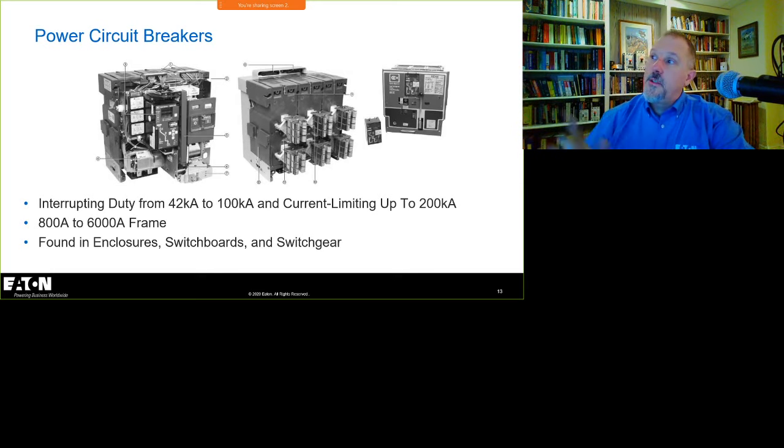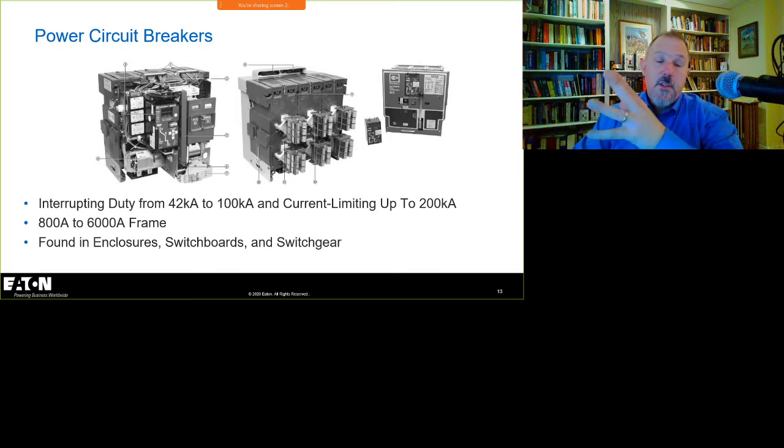I mean, look at those stabs on the back. It looks like something out of Einstein's day, right? So in any case, we get up to 200,000 amp interrupting ratings, up to 6,000 amp frame. And these are in your large switchgear and switchboards. These are your big devices. They'll rack out. They'll have equipment to take them out, just like the insulated case. So these are your big boys. I'm not covering medium voltage in this one. So these are all of your low voltage power circuit breakers.